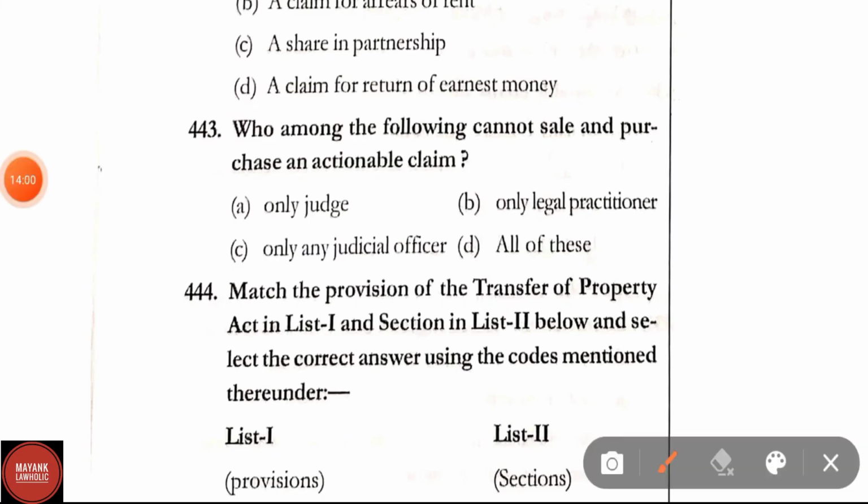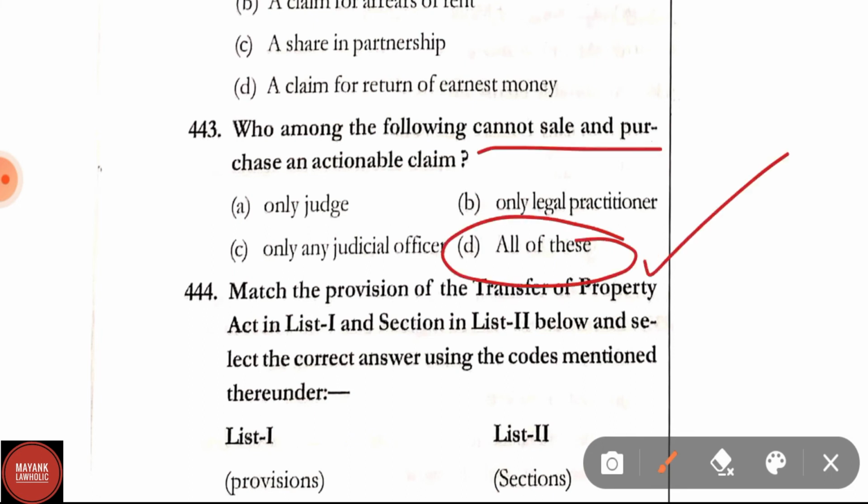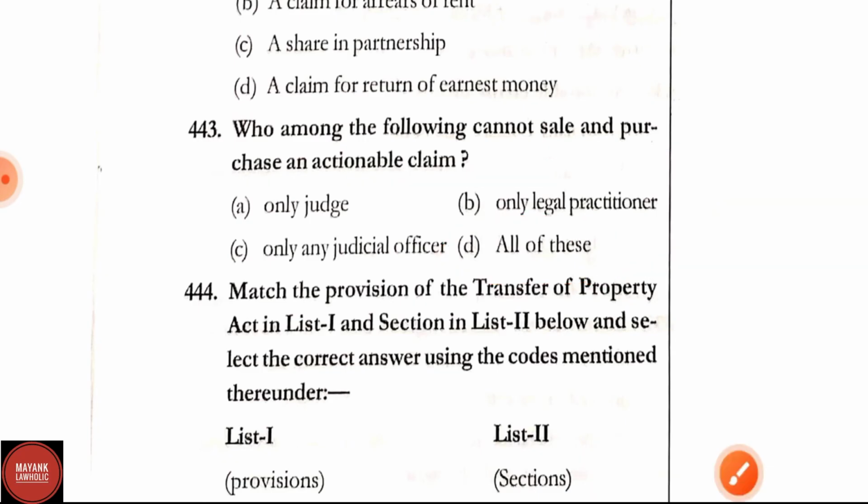Question number 443. Who among the following cannot sell and purchase an actionable claim? Options are only judge, only legal practitioner, only any judicial officer. Correct answer is option D, that is all of these cannot sell and purchase an actionable claim.